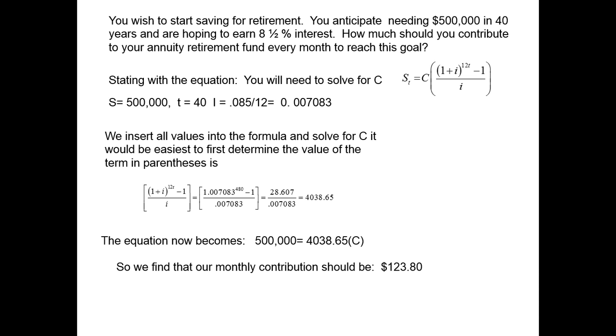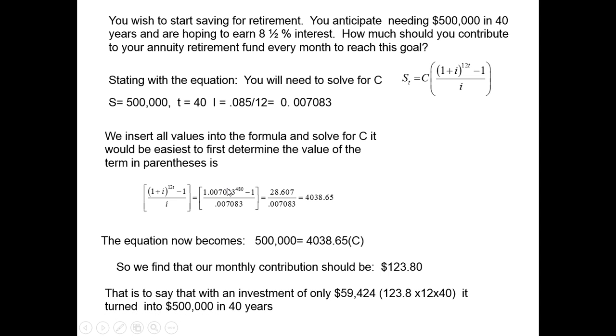So there you have it. Less than 125 a month: $123.80 per month. If invested for 40 years at 8.5% in an annuity, it will return to you $500,000. Not bad, not bad. What did you actually contribute? Wow, this is what you did. You put in 123 a month for 480 months. That's 12 times 40. That's 59,000. 59,000 turned into 500,000 inside of 40 years. There's your retirement. There's your nest egg. Invest wisely. Do well, my friends.